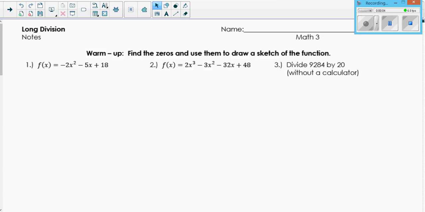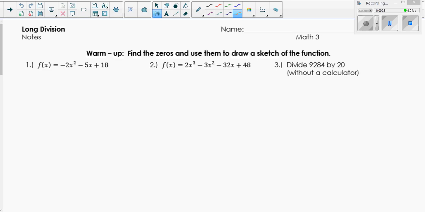Alright, hi everyone. So we're going to cover long division today. With the warm-up, the first two are going to be a review of yesterday, and then the third one is review of long division, so that we can set up for dividing polynomials. So, why don't you pause the video and see if you can do numbers 1, 2, and 3, and then when you're done, unpause it and check your answers. Okay?